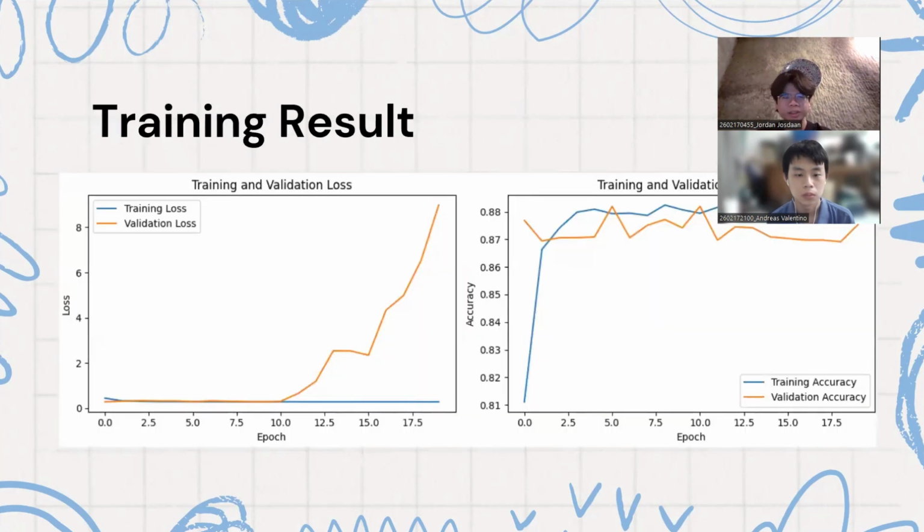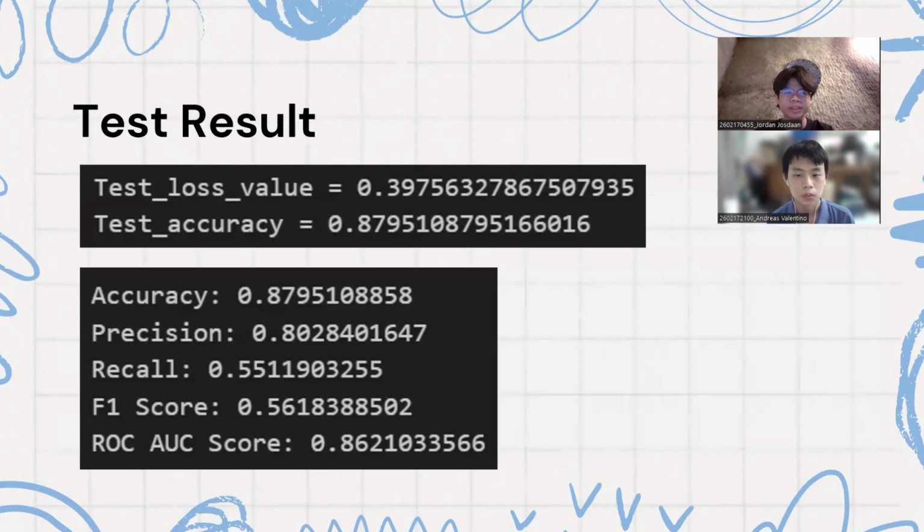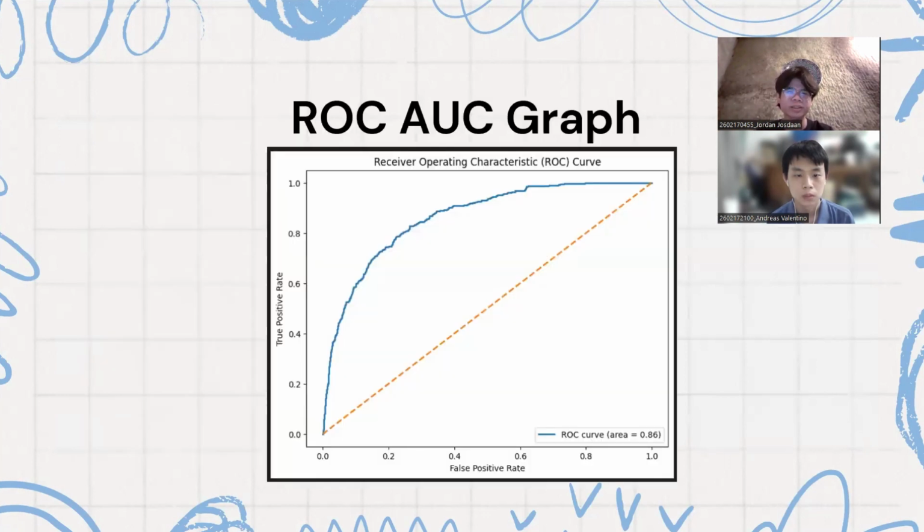And now for the training result, here's the result for the training and validation, loss and accuracy. And next is the testing result. Here are the metrics involved, and here is the ROC-AUC graph.